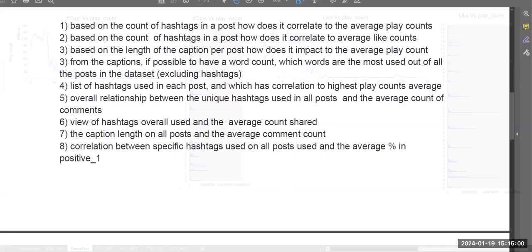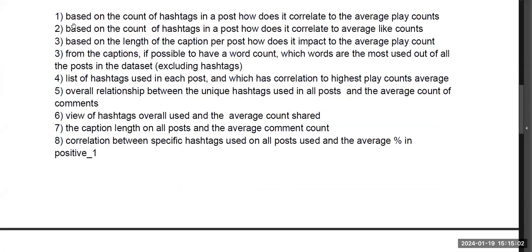So as per the given requirement, just for a quick demo, I'll take only two. The first one is checking, based on the count of hashtags in a post, how it correlates with the play counts. I'm not taking the average play count, I'm just taking the overall count so that we can see exactly and then find the trend. So, count of hashtags against the play count, and then count of hashtags against the average likes.